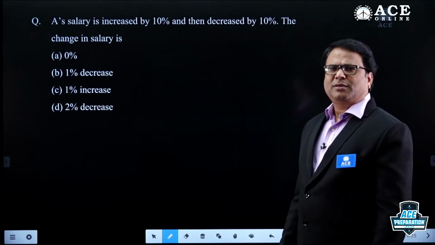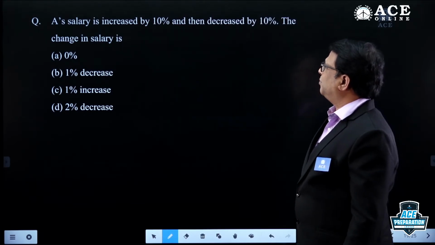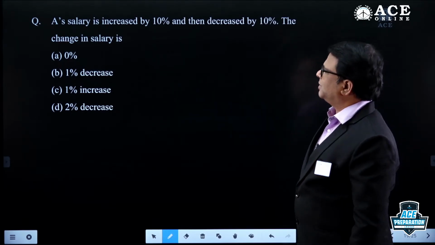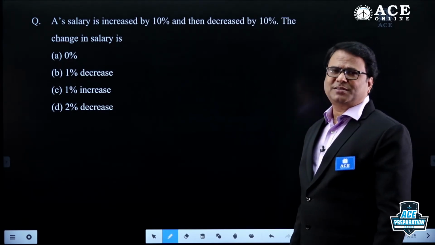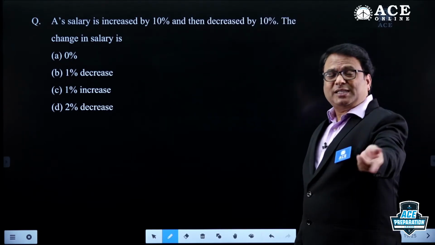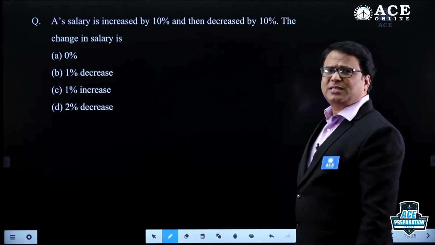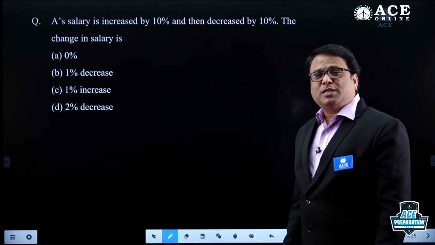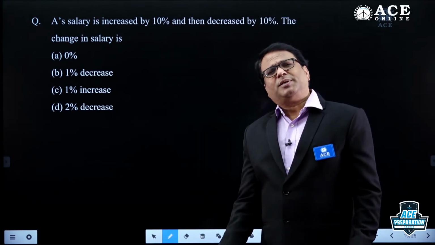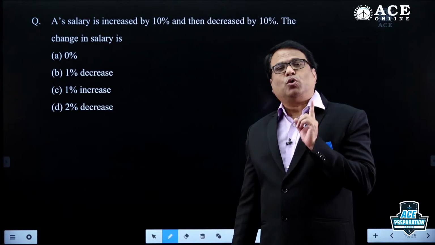Similar question. We have already done problems like this. A's salary is increased by 10% and then decreased by 10%. The change in salary is, so first the salary is increased by 10%. After that immediately it is decreased by 10%. Then the change in salary is, if you say there is no change, first it is increased by 10% and then decreased by 10%, so salary will remain same. If your answer is that, then you are wrong.